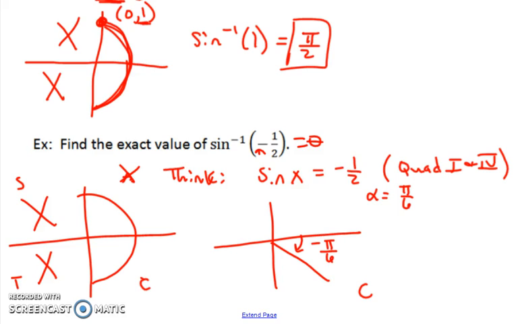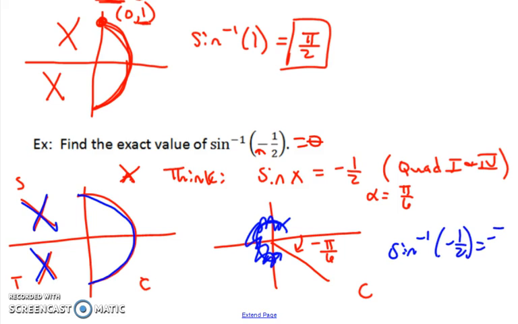Remember, it can only be between negative pi over 2 and positive pi over 2. So you can't go around in this other direction here. Don't even put that on your paper. Erase that. It can't be in that direction because it can't go through the 2nd quadrant or 3rd quadrant. Our only options are from negative pi over 2 all the way up to positive pi over 2. So the arc sine of negative 1/2 is then negative pi over 6.